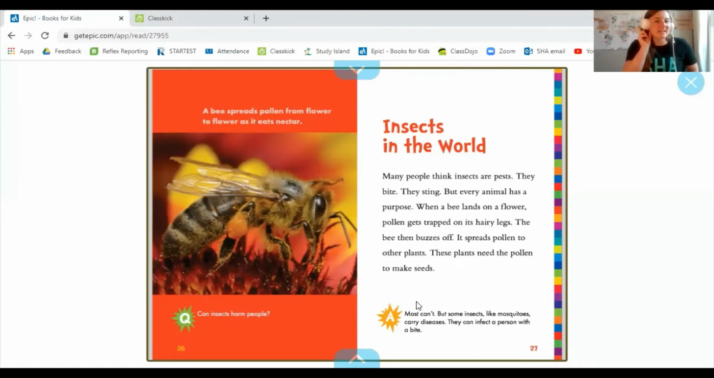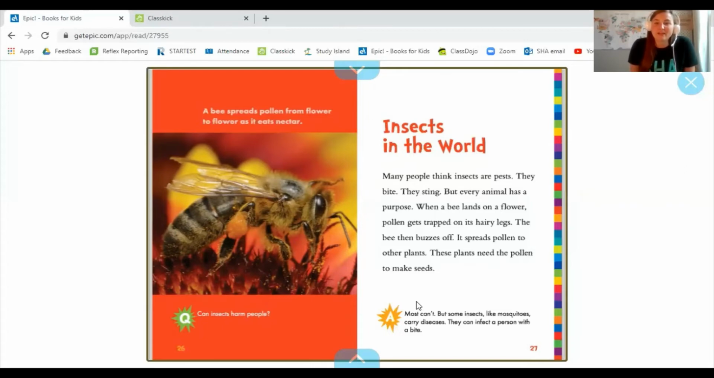Question: can insects harm people? Answer: most can't, but some insects like mosquitoes carry diseases. They can infect a person with a bite. Insects in the world. Many people think insects are pests. They bite, they sting, but every animal has a purpose.